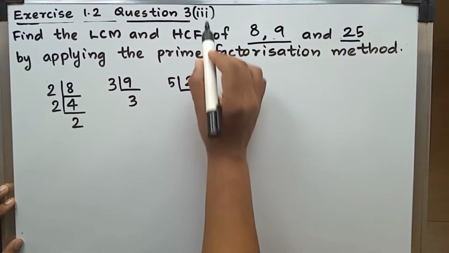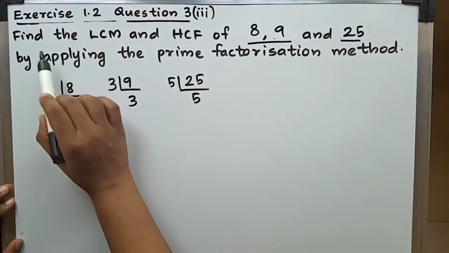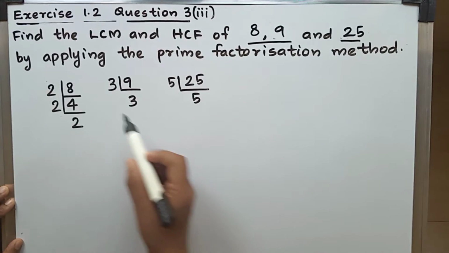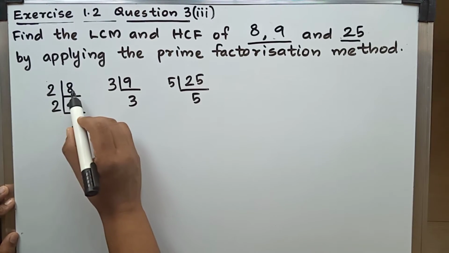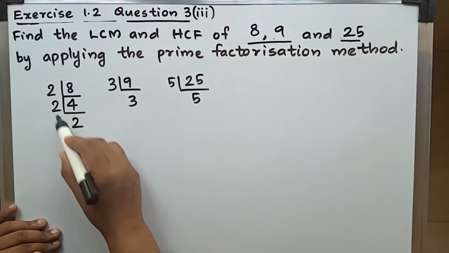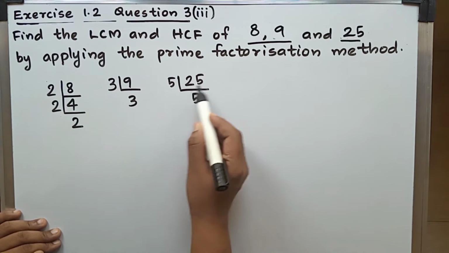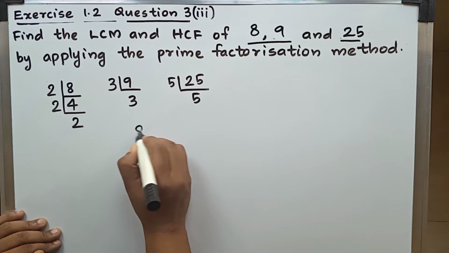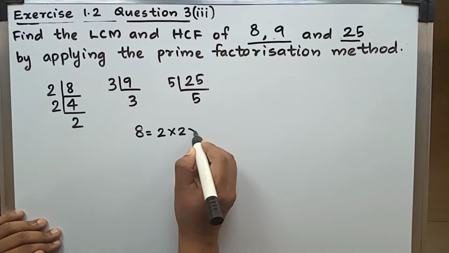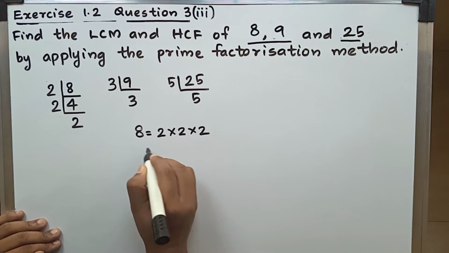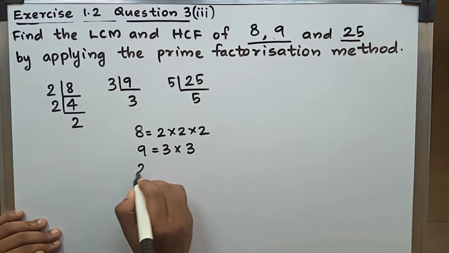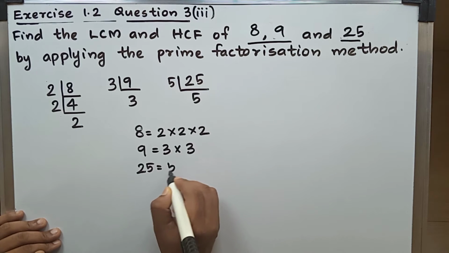This is the third part of the question. Find the LCM and HCF of 8, 9 and 25 using prime factorization method. Here I have factorized these three given numbers, 8, right, 9 and 25. So 8 can be written as 2 into 2 into 2. Okay, and 9 can be written as 3 into 3, and 25 can be written as 5 into 5.